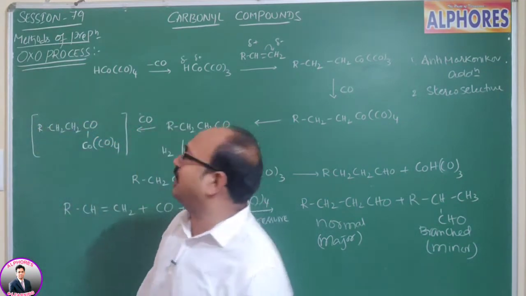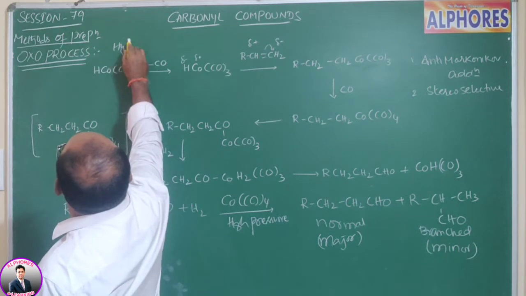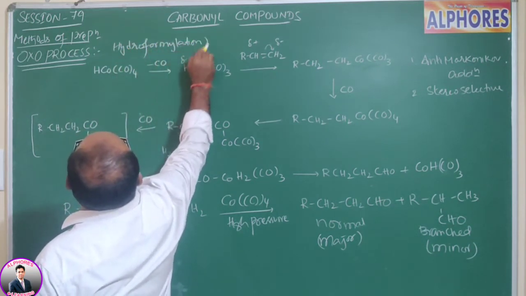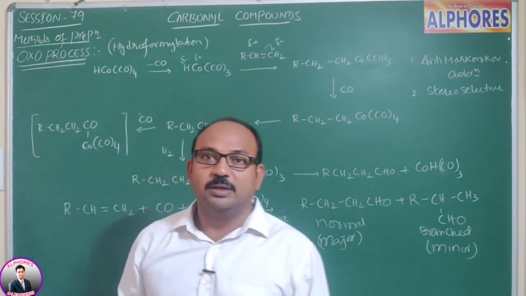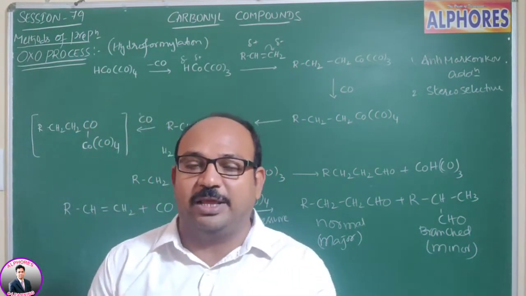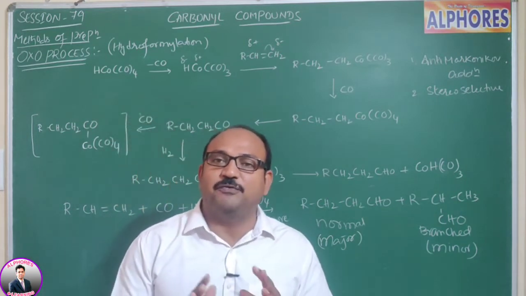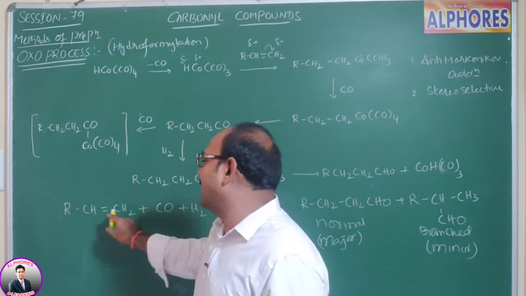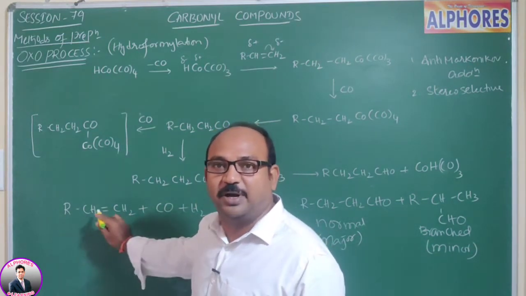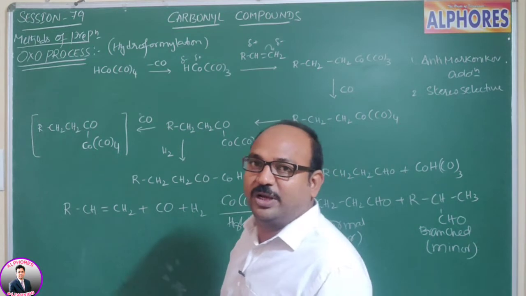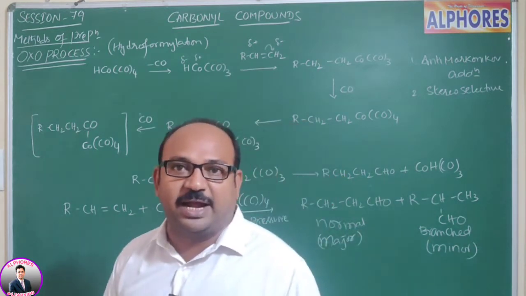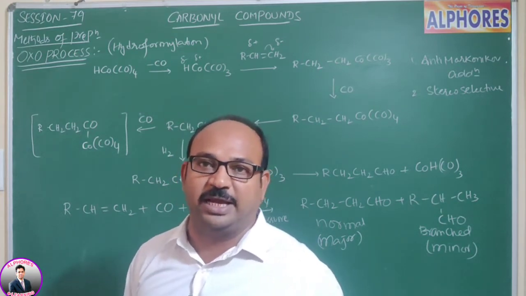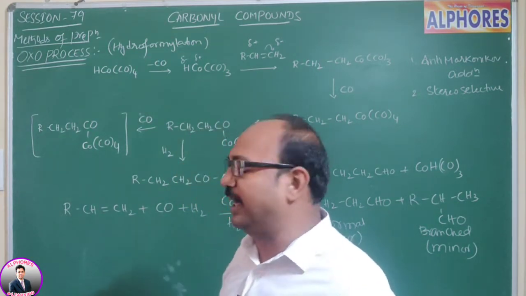OXO process, also called hydroformylation. Nothing but addition of formaldehyde to alkene. Let us consider an unsymmetrical alkene, RCH double bond CH2. Here we are actually going to add carbon monoxide and hydrogen individually, but overall it is addition of formaldehyde.